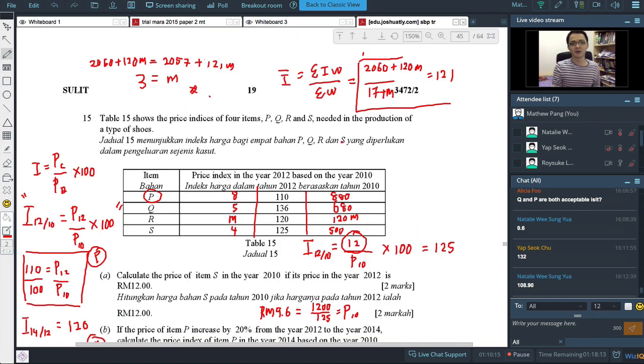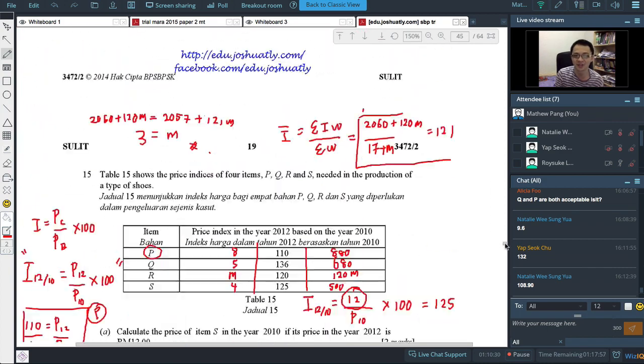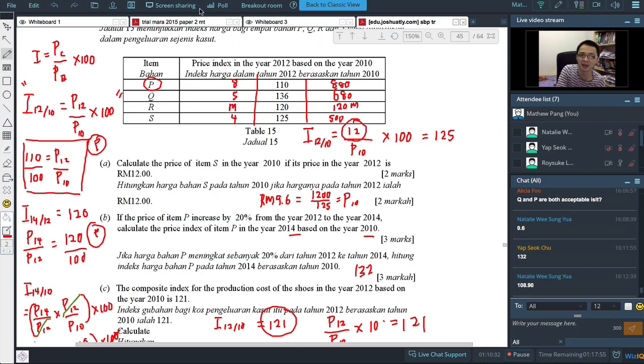Okay, composite index is very easy, and the formula is given also. Okay, so let me move on. If you have any problem, please stop me. If not, we're going to move on, we're done with question 4. We'll go to the MRSM paper 2015.